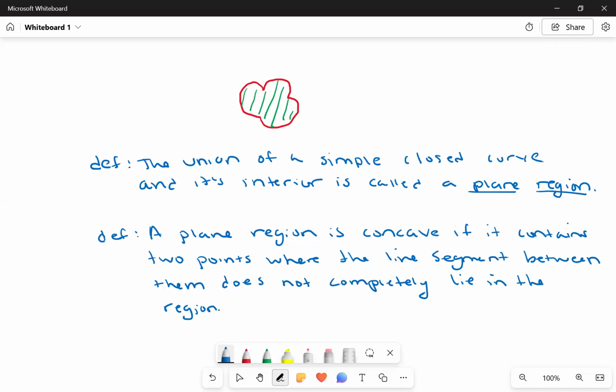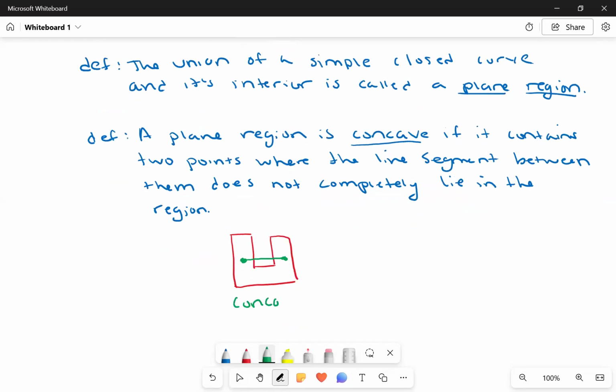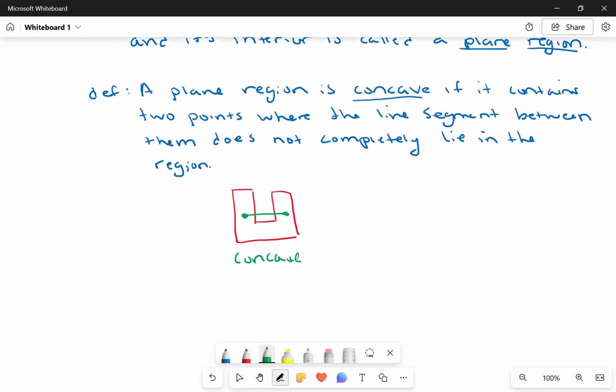Actually, the example I have above does work for this, but let me draw a different, simpler one, like a block U shape. Here I have two points right here, and if I connect those two points together, that line segment goes outside of the region. So this would be something that is concave. Something that isn't concave would be something like this. There's no way I can draw two points here where the line segment between them isn't connected inside the region. It has to stay inside this region.